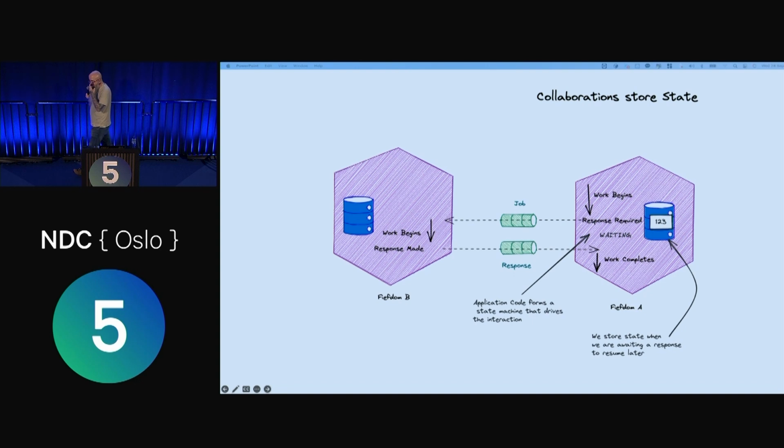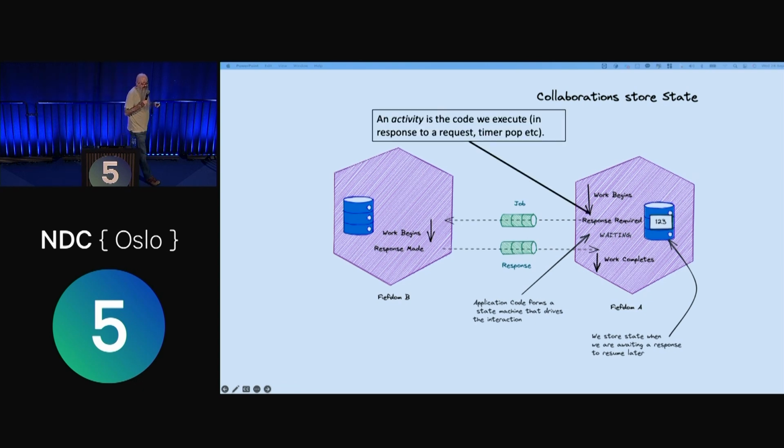Okay, so looking at my fiefdom on the right-hand side, fiefdom A, you can see that I've started some work. At some point, I need to say, okay, I need to hand over work. The work is just application code, which is effectively guiding this particular thing that I need to do. Probably what happened is I got stimulated by a request or a message or some timer to begin some work. So the work begins, and I need to hand over to another fiefdom.